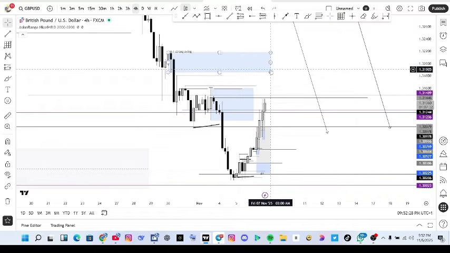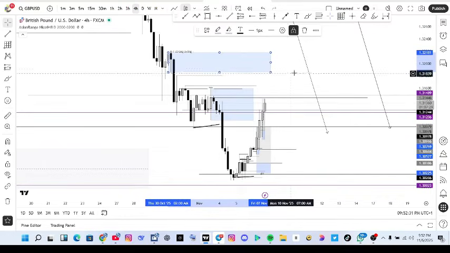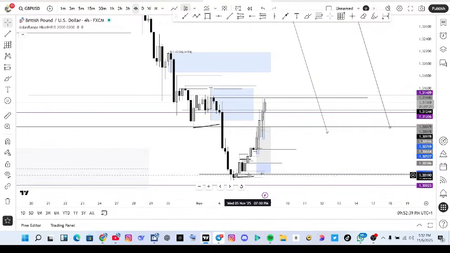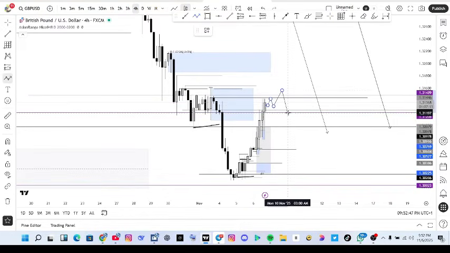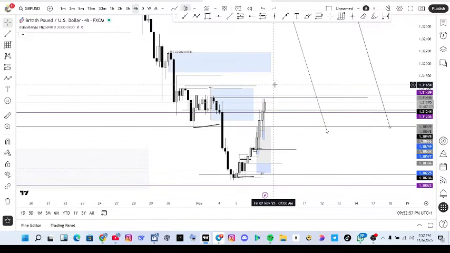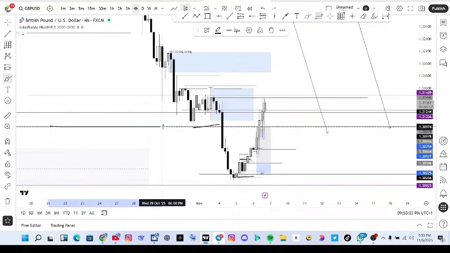Now, a daily storyline starts and continues until another daily storyline starts before the previous one will end. So this is a 4 hour storyline. Now I need to see price on a 4 hour time frame come and do something like this, give me a change of character, for me to confirm that yes, this one has ended. Or otherwise, even tomorrow if price touches this place, I'll continue buying, until I see price give me another sign that another storyline has started.